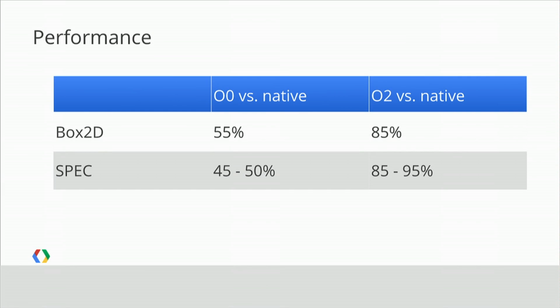Performance. I already said, what is the performance number that you see? Well, we've done a few benchmarks. We're going to do a lot more. We're still in the process of gathering a lot of benchmarks. But for the Box2D benchmarks at O0, we're seeing about 55% of native performance, and at O2, we're seeing 85%. For SPEC, about 50%, and more like 90% of native performance. SPEC is a kind of standard platform CPU-intensive benchmark suite. So we think this is a pretty good start.